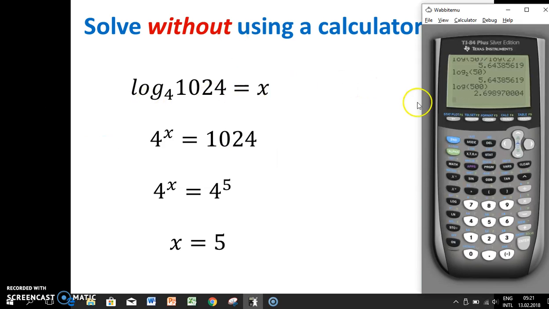Let's just double check. All right, so this is log base 4. So I'm going to do alpha window, log of some base, do 4 here, and 1024.